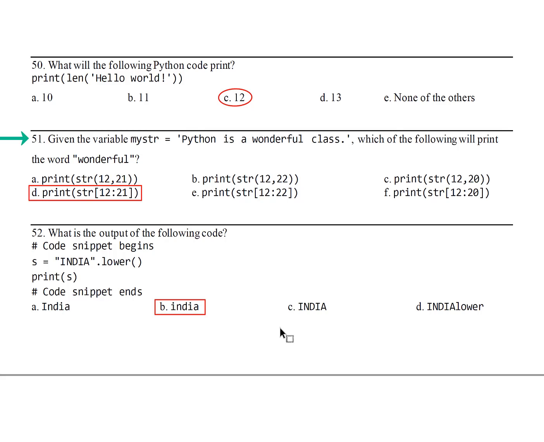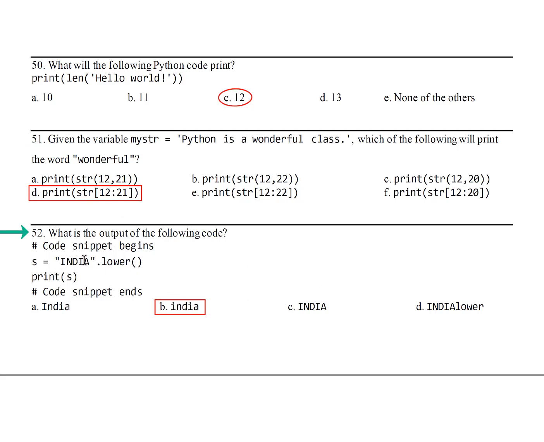Which of the following will print the word wonderful? So which slice goes with wonderful? You just count it out. It should be from the 12th character to the 20th, inclusive, so we should take the slice from 12 to 21. Easy to count out.